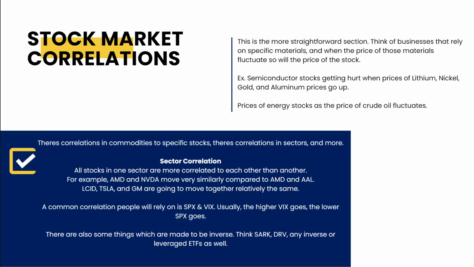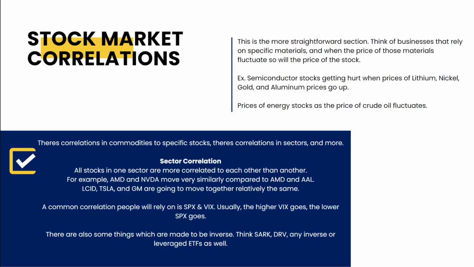Quite interesting. Okay, so moving on, we have stock market correlations. This is, as we say here, a fairly straightforward section. Think of a business that relies on specific materials, and when those materials fluctuate, so will the price of the stock. Many companies that we know and love take place in their own individual markets. Down below, we have some sector correlations.